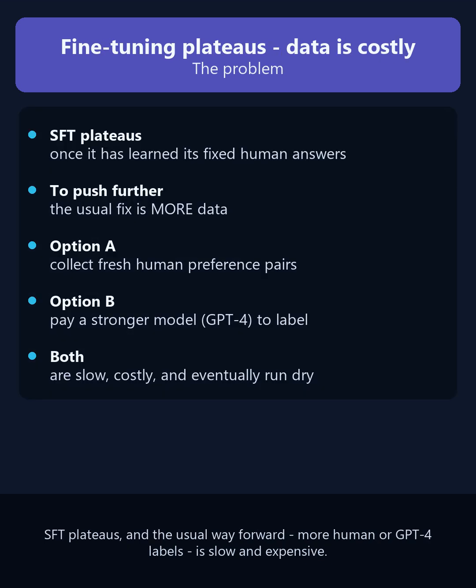Start with the pain. Supervised fine-tuning teaches a model from a fixed set of human answers, and it plateaus once it has learned them. To push further, the usual playbook is more data. Collect fresh human preference pairs or pay a stronger model to label responses. Both are costly and slow, and eventually you run out of quality human data entirely. The question SPIN asks is whether a model can keep improving without any new labels at all.